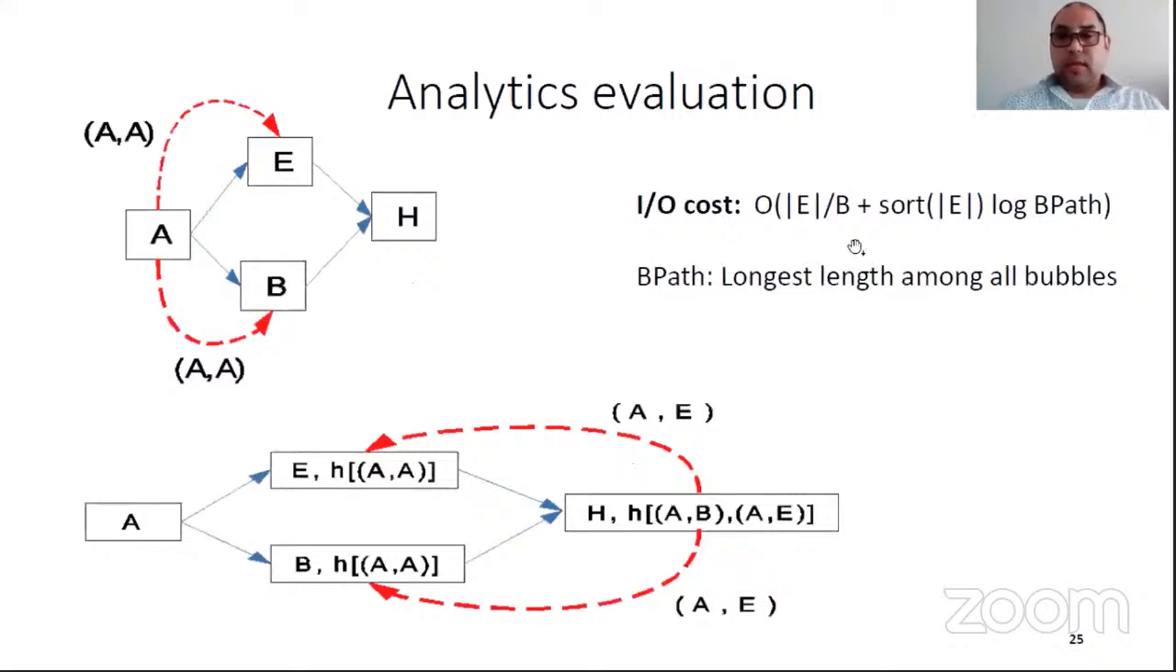The cost of these algorithms is the same. Scan the edge set, multiplied by the logarithm of B, by a factor of B. That means the longest length of a bubble. What that means is the longest bubble in all the graph.